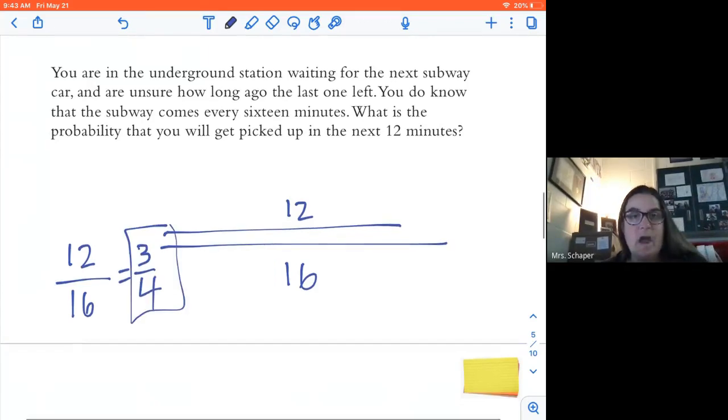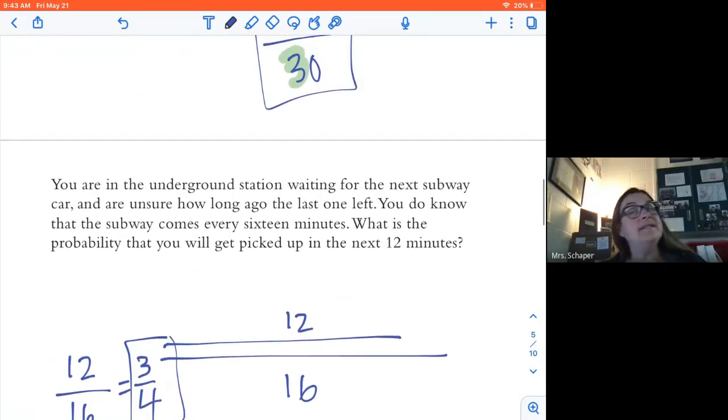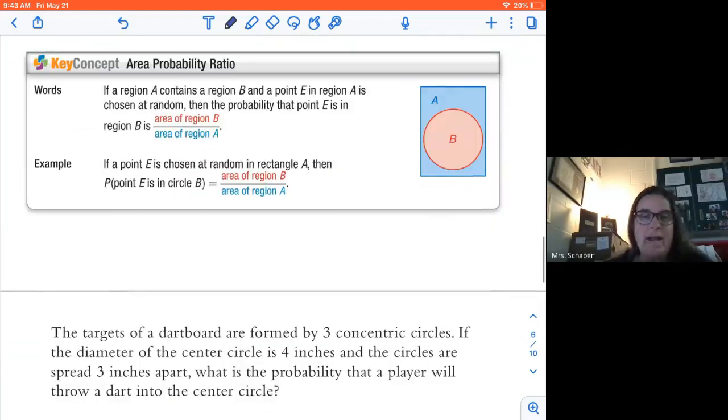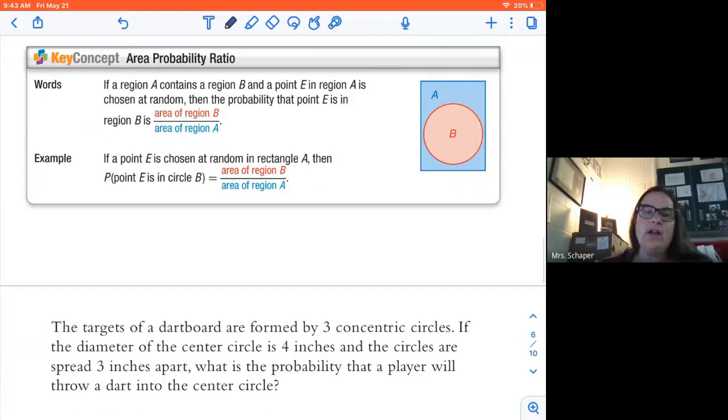3/4. Now, one could argue if you haven't seen it, it probably could have been like 15 minutes ago it left, and so on. We're just going to go, there's a total of 16 minutes. You're here for 12 out of 16. All right, area probability. It's the area of the favorable amount divided by the total area. That's what we're talking about.